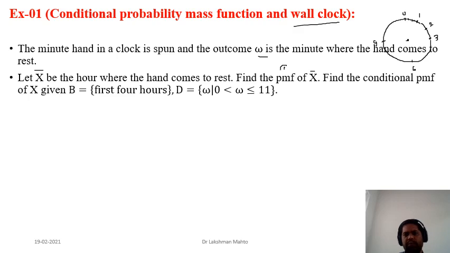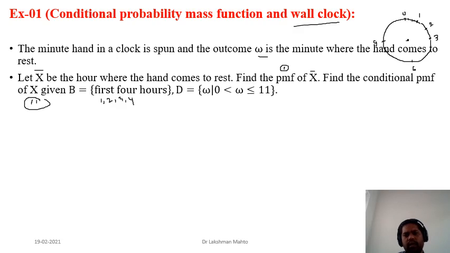Second question, we have to find the conditional probability mass function of X given B. What is B? B is talking about the first 4 hours. So what are the first 4 hours? 1, 2, 3, 4. These are the first 4 hours. So B means the first hour, second hour, 3 o'clock, and 4. So these would come.